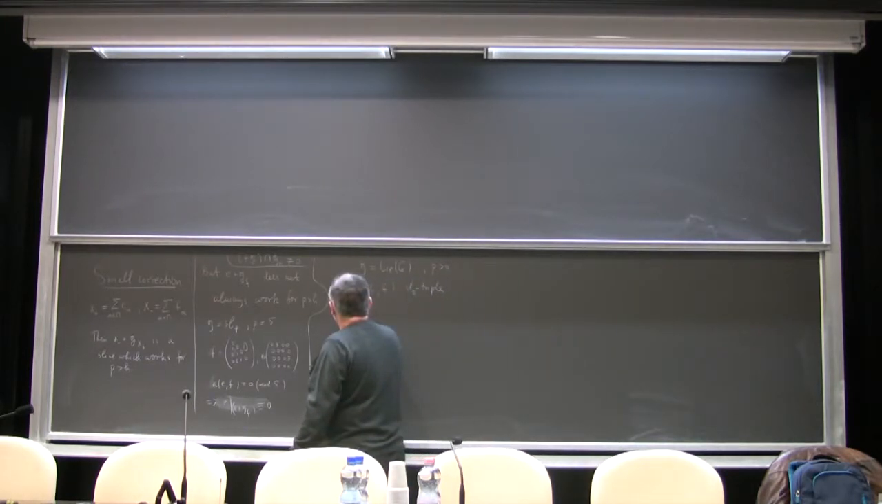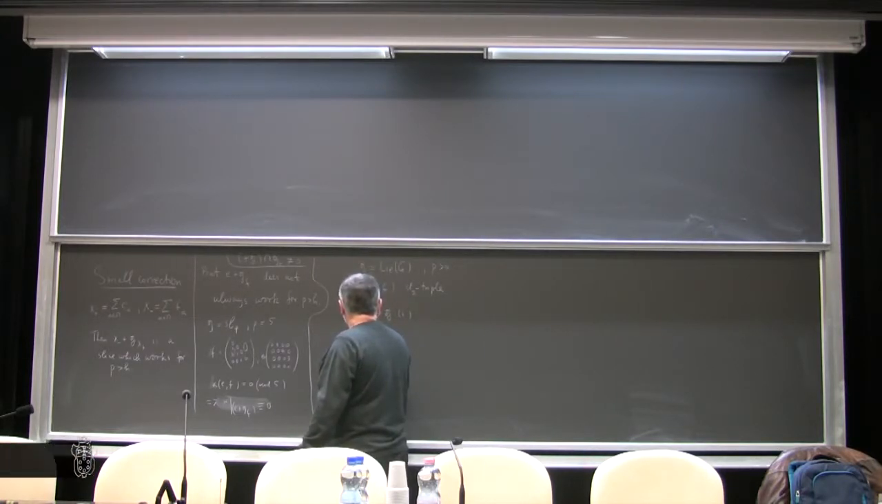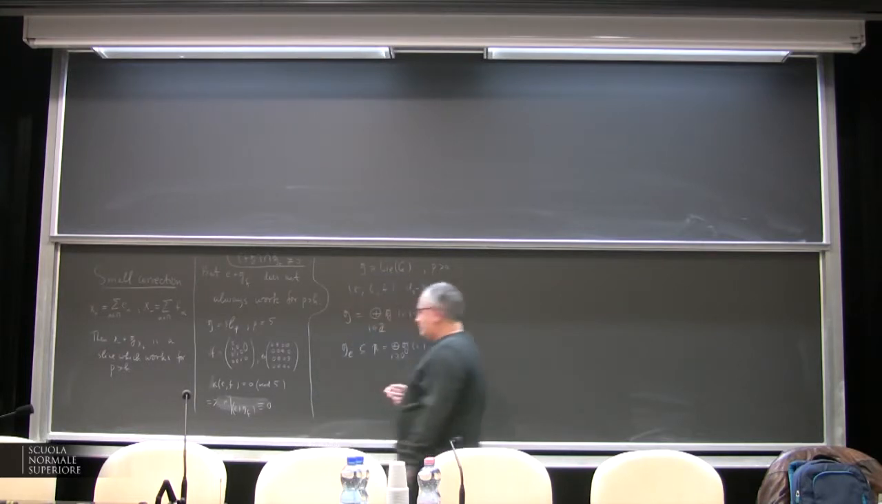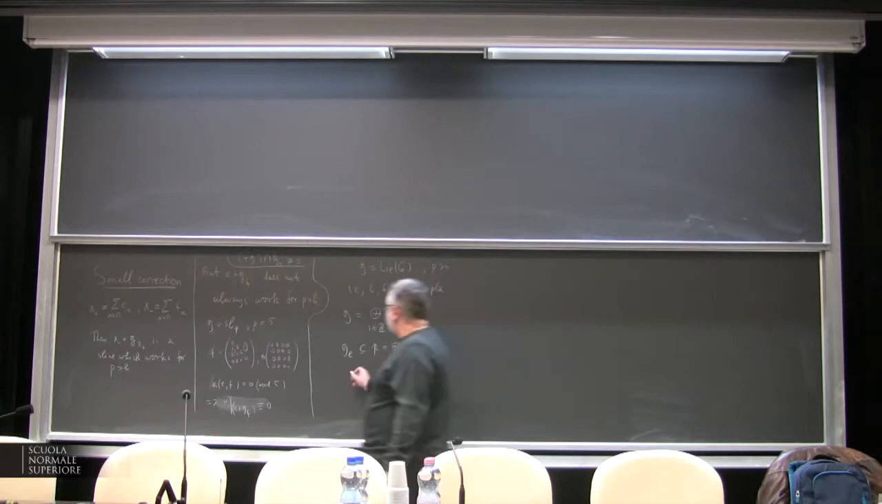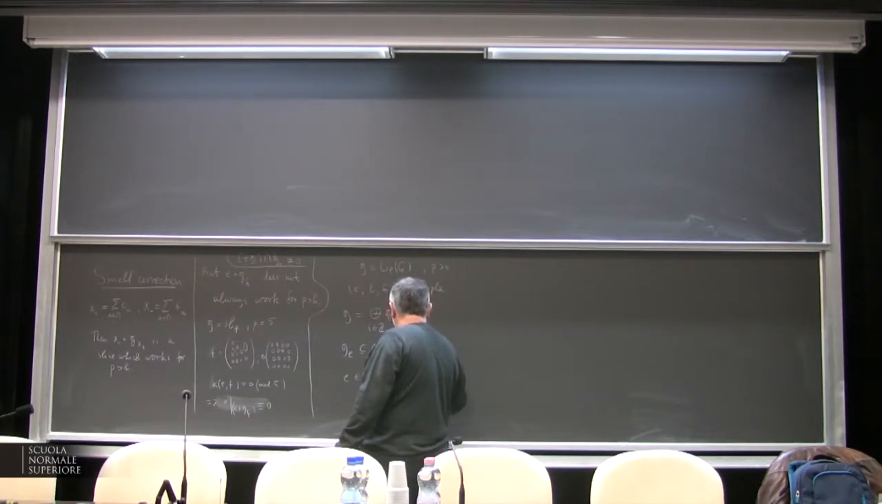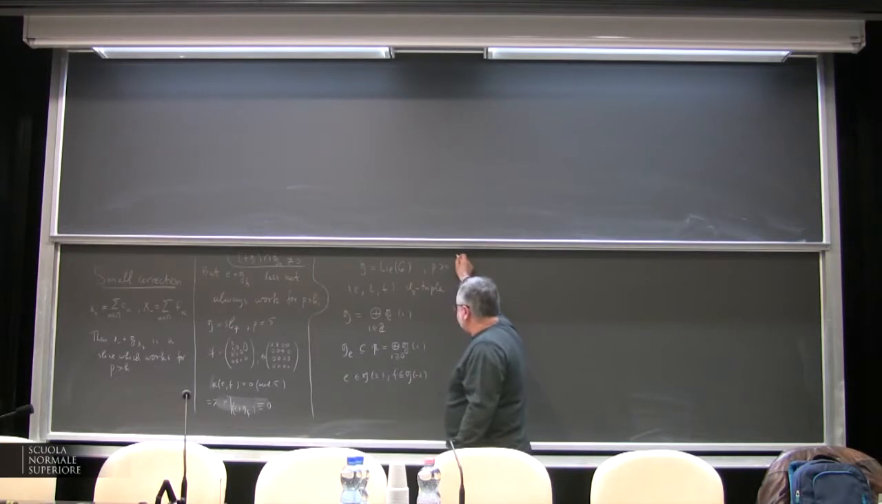Then we can write g as a sum of g_i, i in Z. We know that the centralizer of e is contained in p, which is a parabolic subalgebra of g of this form. We also know that e belongs to g_2 and f belongs to g_{-2}. So this is our setup.